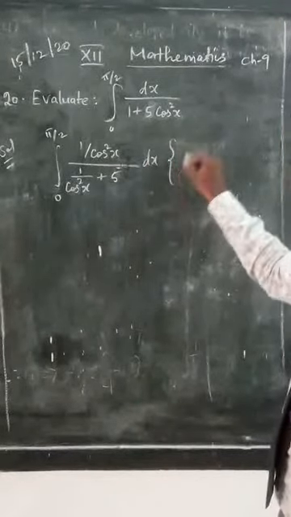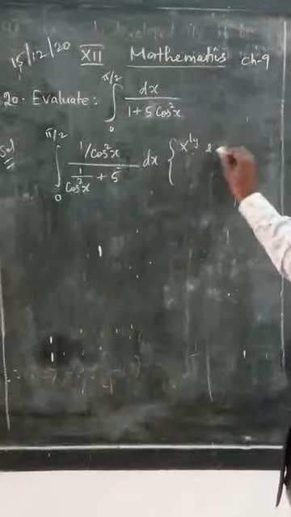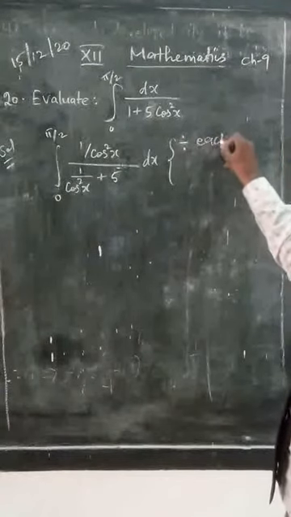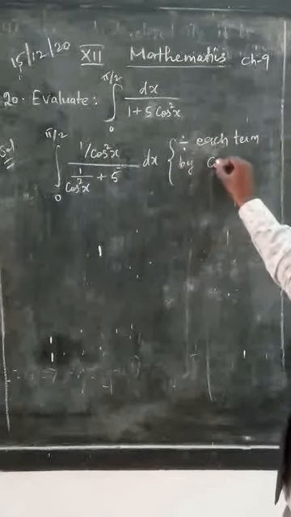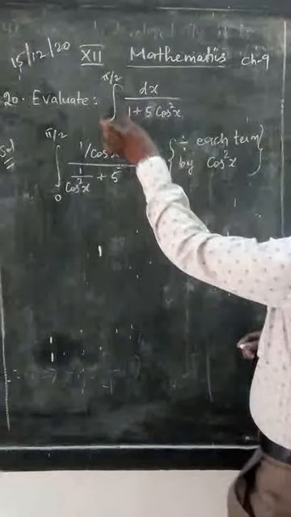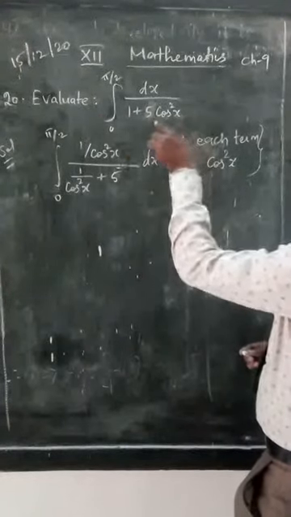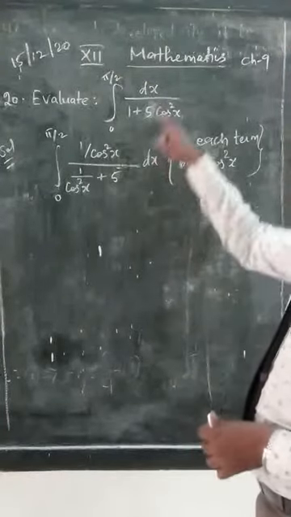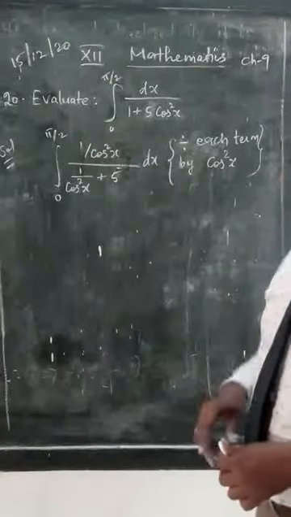The reason is, multiply and divide, or I can write, divide each term by cos square x. So this is our first step. I am dividing all the terms by cos square x. If I divide 5 by cos square x... rather, the cos square x here will get cancelled, so only 5 remains. What is the first step? Divide each and every term by cos square x, so this step comes.